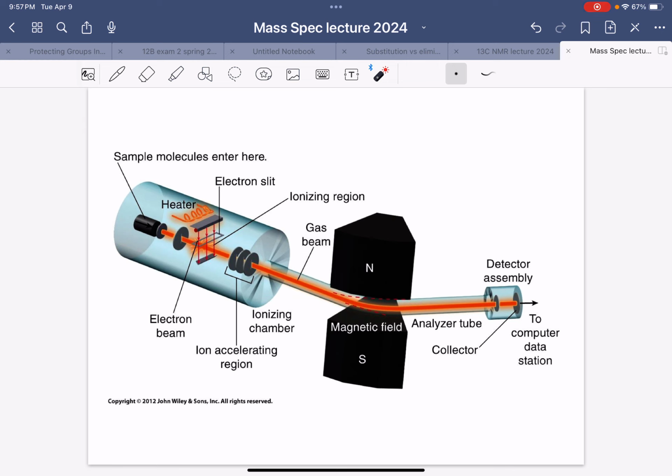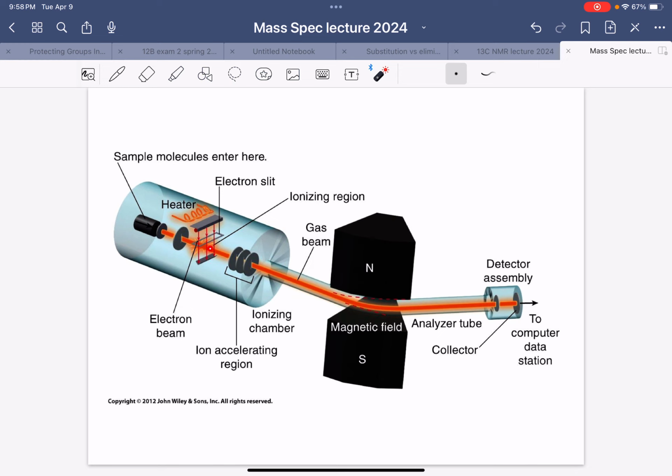This diagram shows a general setup for a mass spectrometer. And this would all be contained in a big piece of equipment on a bench top or something. You would inject your sample molecules somehow. Those get heated and vaporized and then hit by the electron beam.